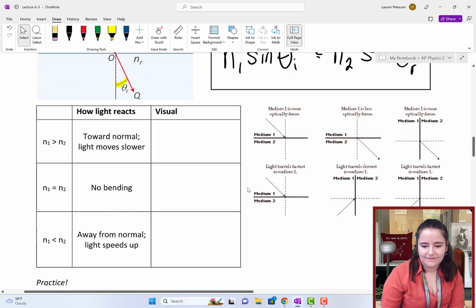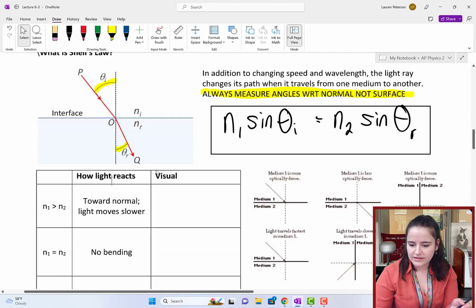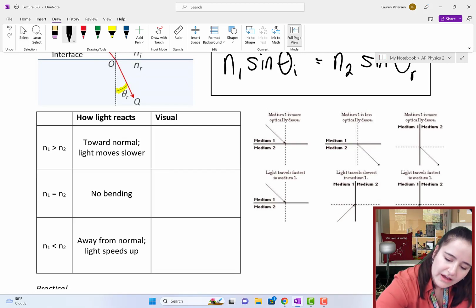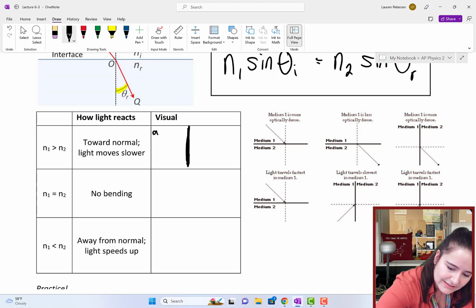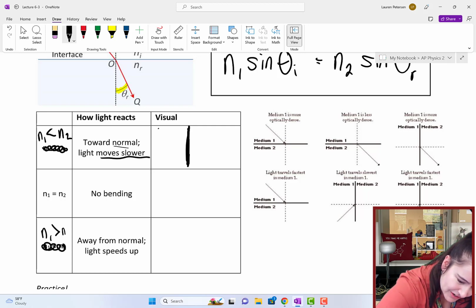So, for example, if n1 equals n2, I'm going to draw the visuals kind of like this one. Actually, let's do it vertically so we have a slightly different visual, okay? So there's our barrier, and we're going from n1 to n2. I have these backwards. If the light is moving slower, that means that n1 is less than n2, okay? So this one should be n1 is greater than n2.